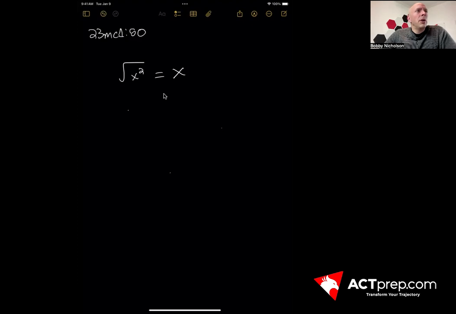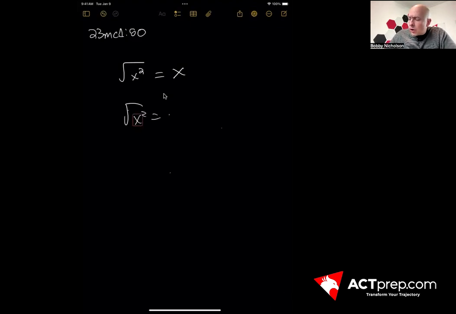For some real number x, the square root of x squared does not equal x. Therefore, x is... So here's the first thing you need to know. Whenever you have the square root of x squared, that's the same thing as saying the absolute value of x.